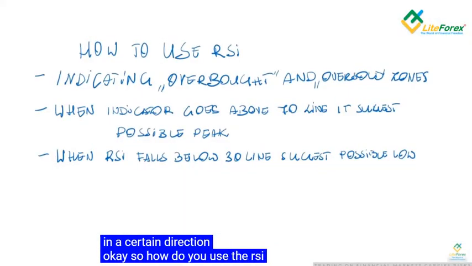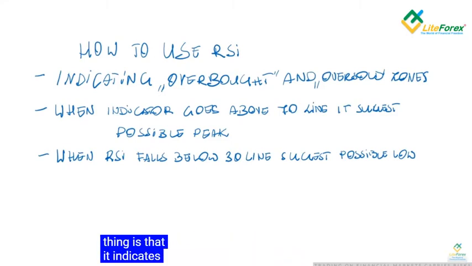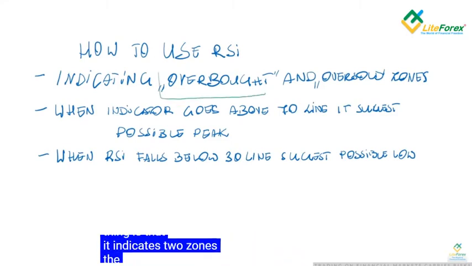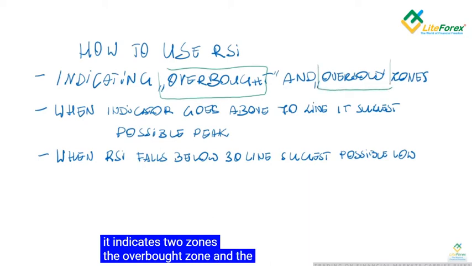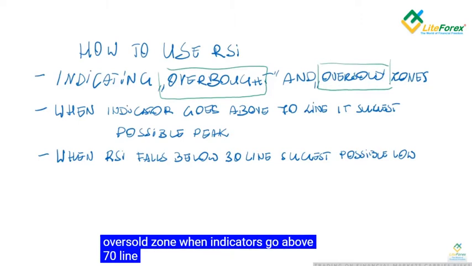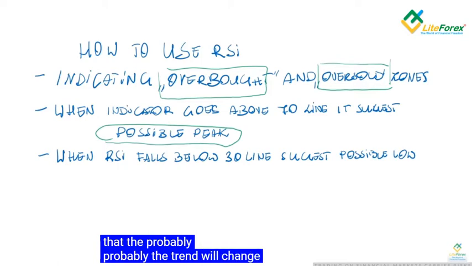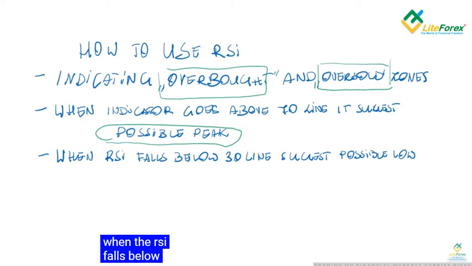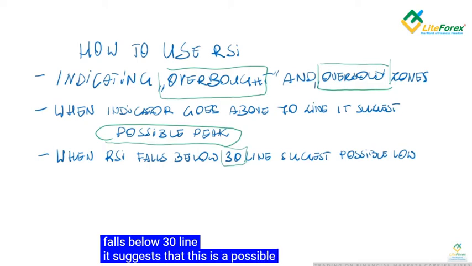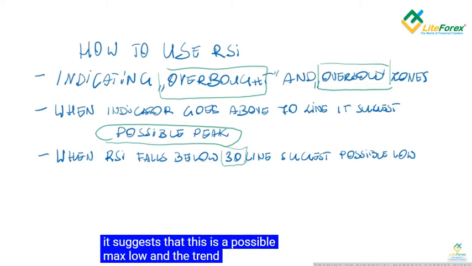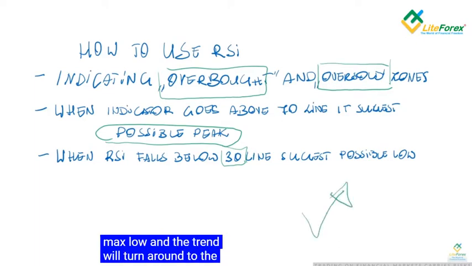Okay, so how to use the RSI? First thing is that it indicates two zones, the overbought zone and the oversold zone. When the indicator goes above the 70 line, it suggests a possible peak. So we would have the overbought zone, where probably the trend will change its direction to the downside. And on the other hand, when the RSI falls below the 30 line, it suggests that this is a possible low and the trend will turn around to the upside.